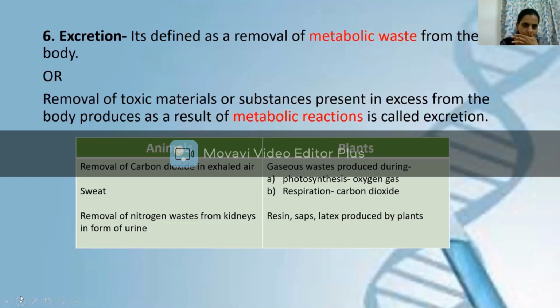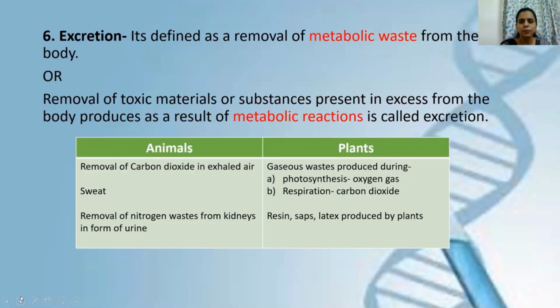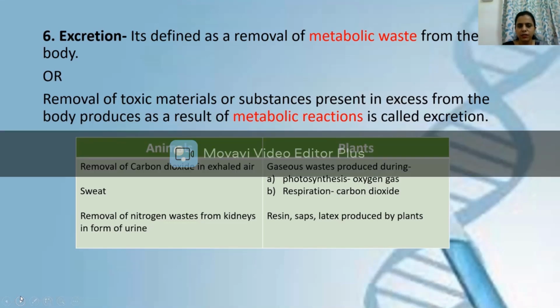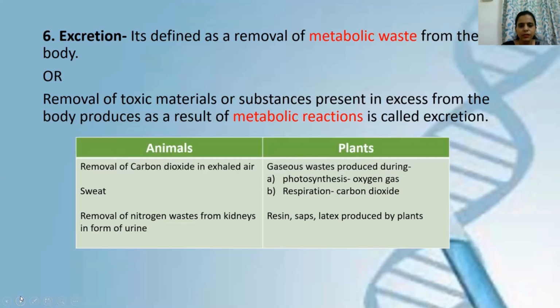Okay. Now, when we talk about plants, in plants, gaseous waste are produced during photosynthesis. Oxygen gas is produced. So you know that from where we get this oxygen in the environment, from plants. So oxygen is produced as a result of photosynthesis in plants, and it is a waste product for plants. So plants release it into the air. Then obviously respiration is a universal process, so plants also produce carbon dioxide gas during respiration. They also release it in the air.